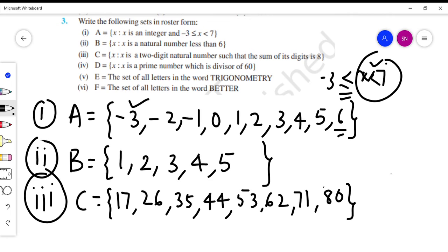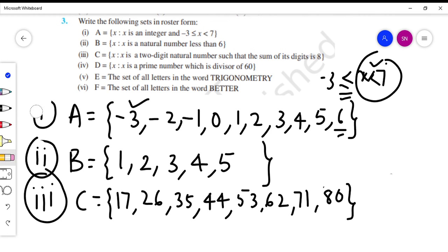But as of now, I have calculated and found out that I would be getting a total of 1, 2, 3, 4, 5, 6, 7, 8 numbers whose two digits, if I add, my sum will be equal to 8. Hope this is followed. We'll go to the fourth one.